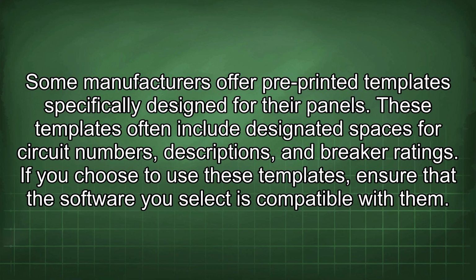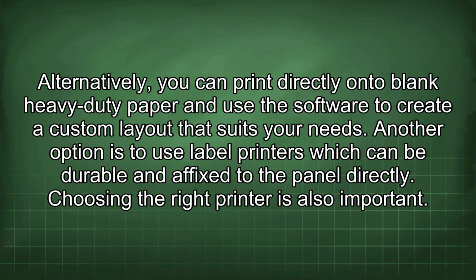Some manufacturers offer pre-printed templates specifically designed for their panels. These templates often include designated spaces for circuit numbers, descriptions, and breaker ratings. If you choose to use these templates, ensure that the software you select is compatible with them. Alternatively, you can print directly onto blank heavy-duty paper and use the software to create a custom layout that suits your needs. Another option is to use label printers, which can be durable and affixed to the panel directly.